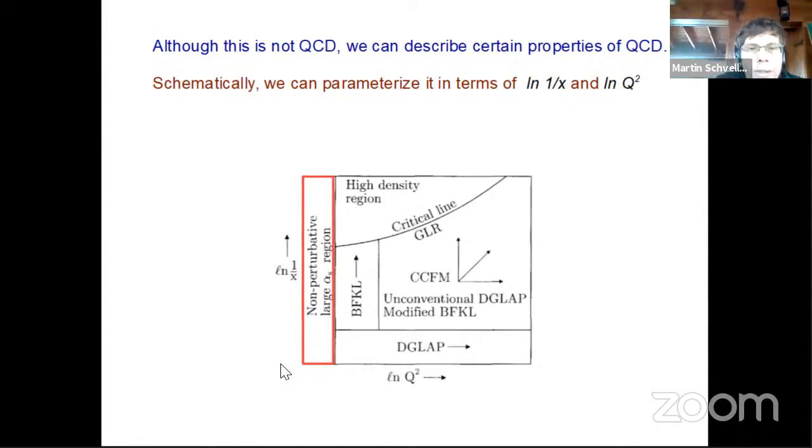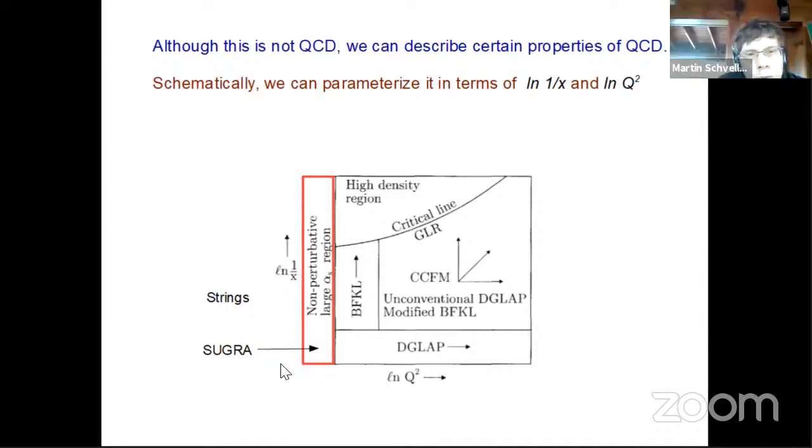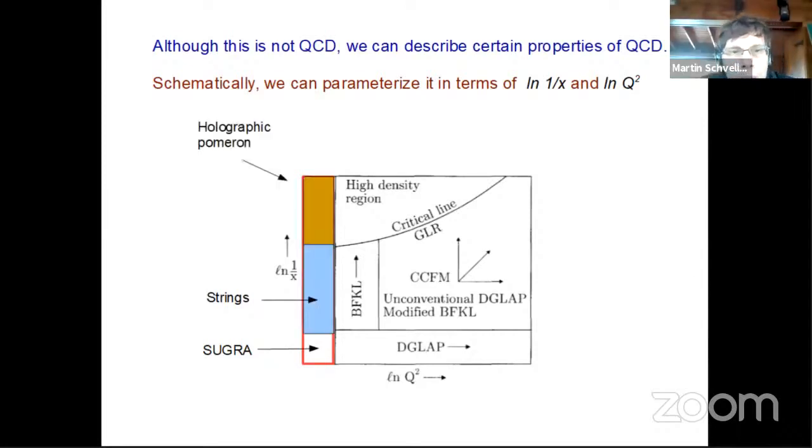And I'm going to show you that there are three regions in which we can do some approximations to deal with the problem from the holographic point of view. One region involves type IIB supergravity. The other region needs to include excited string modes, and the third region is a bit more complicated, and I'm going to discuss something called the holographic Pomeron for that region. The rest of the diagram is very interesting. It depends on a description in terms of QCD methods, but I'm not going to describe it here today.